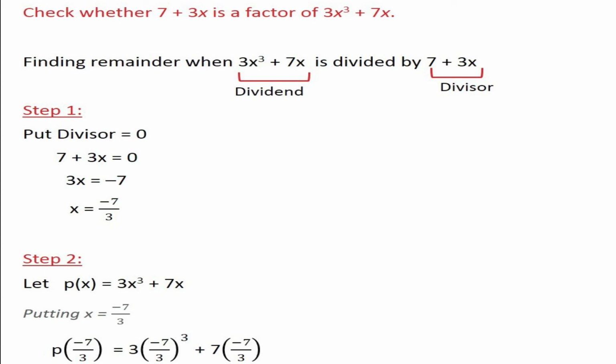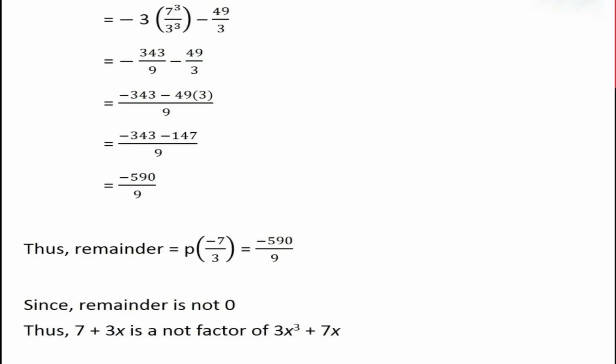The given dividend is 3x cube plus 7x. Let it be p of x. Then find p of minus 7 by 3, that is, substitute minus 7 by 3 in place of x. Therefore, p of minus 7 by 3 equal to 3 into minus 7 by 3 the whole cube plus 7 into minus 7 by 3. We get minus 590 by 9, which is not equal to 0. That is, the remainder is not equal to 0. Hence, we can say that 7 plus 3x is not a factor of 3x cube plus 7x.